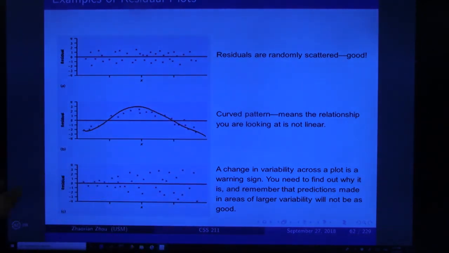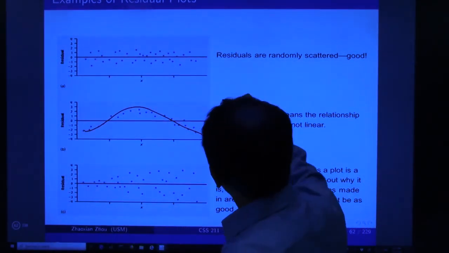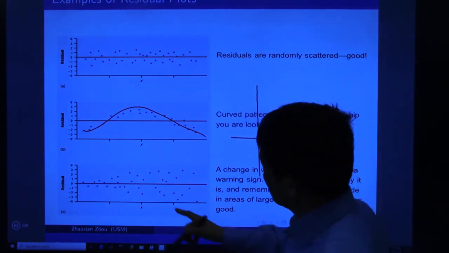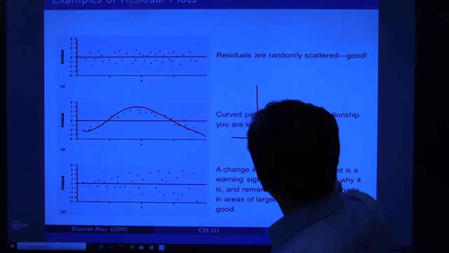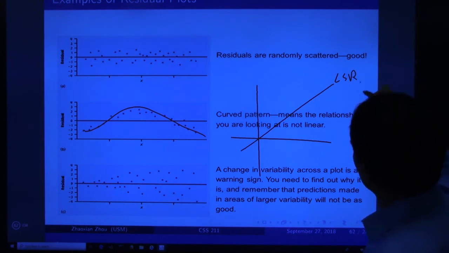So that means your fitting line is not correct. Here, you may use a straight line, but the form is not a straight line, not linear. I'll give you one example here. Suppose we draw like this, suppose the line looks like this. That's our least square regression line.